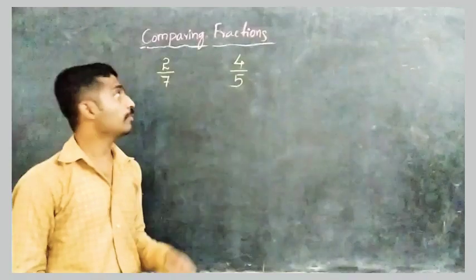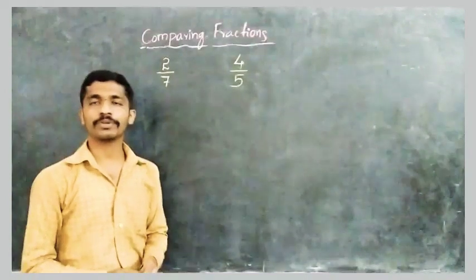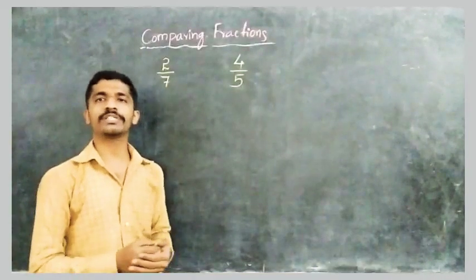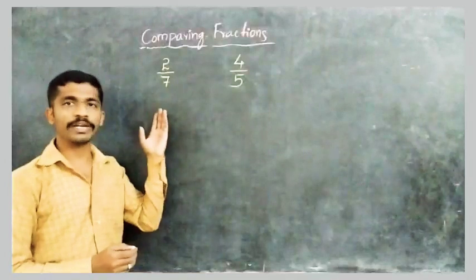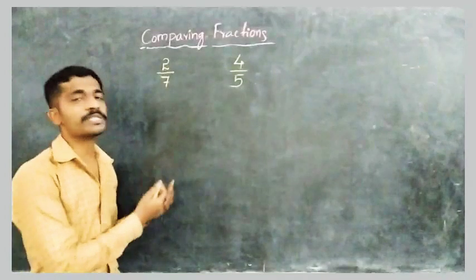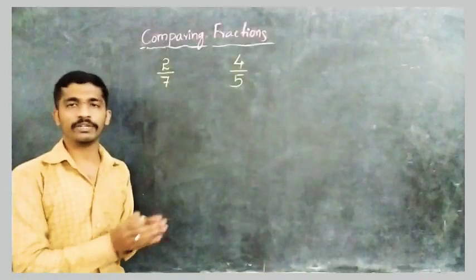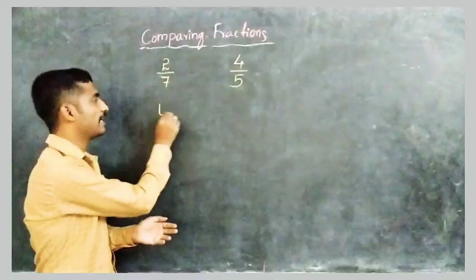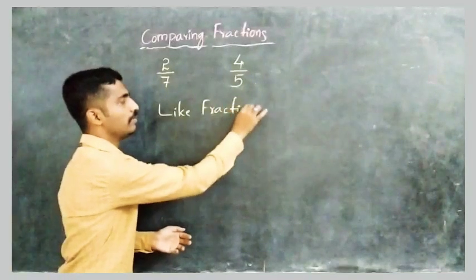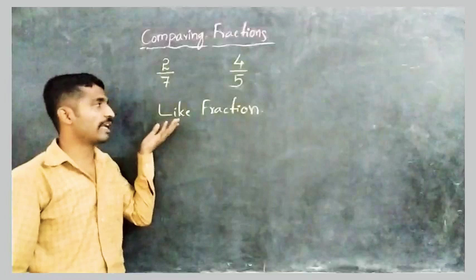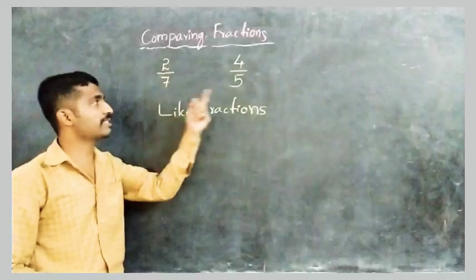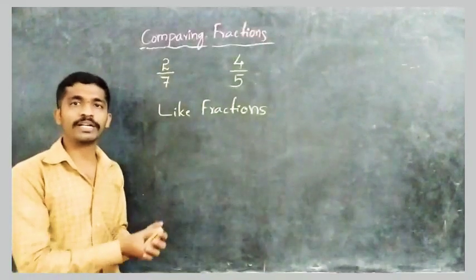Now the concept of comparing fractions. What is the meaning of comparing fractions? Here we have to check which is bigger and which is smaller. One example I am taking is 2 by 7 and 4 by 5. How to check which is bigger and which is smaller? Very simple, we have to convert them into like fractions. What do you mean by like fractions? Like fractions means making the denominators the same. Here 7 is there, here 5 is there. So how to make them the same?